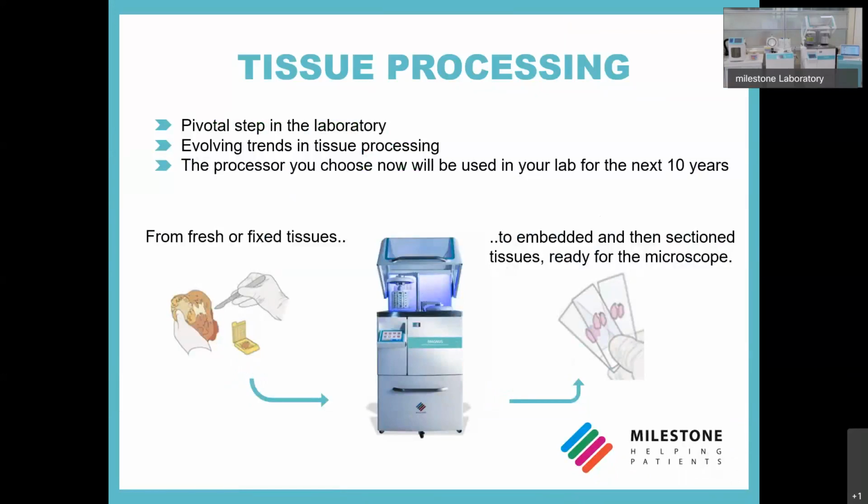The processing phase is the center of the laboratory and the fundamental step in the whole chain. The trend is constantly evolving. The choice you make now should foresee your laboratory's needs for the next 10 years. Microscopic analysis of cells and tissues requires the preparation of very thin, high-quality sections mounted on glass slides and appropriately stained to demonstrate normal and abnormal structures.